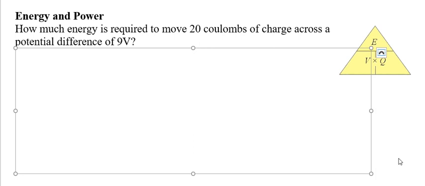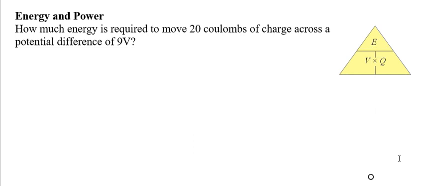Okay, so let's look at how this translates to various actual hands-on questions. So the first equation that we want to look at is E equals V times Q, or we could say V is equal to E over Q, or Q is equal to E over V. Remember that formula triangle, we can get all those forms.